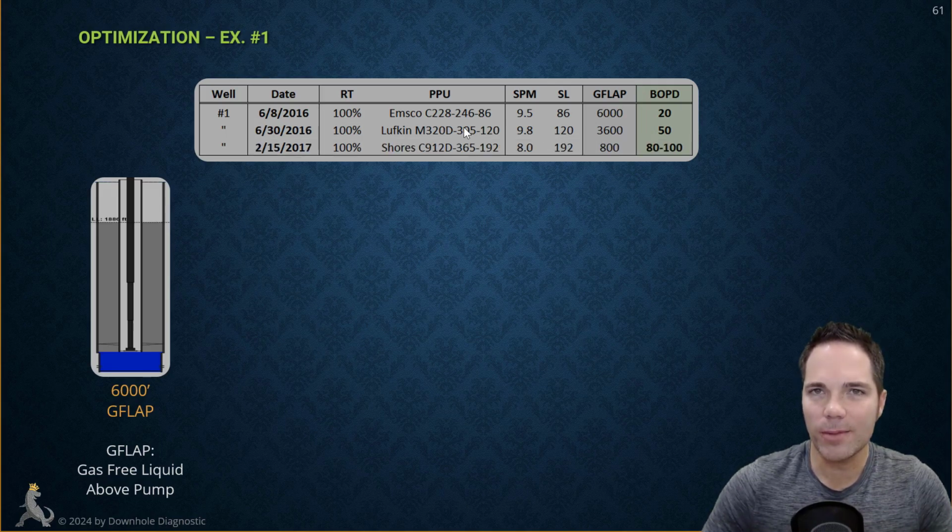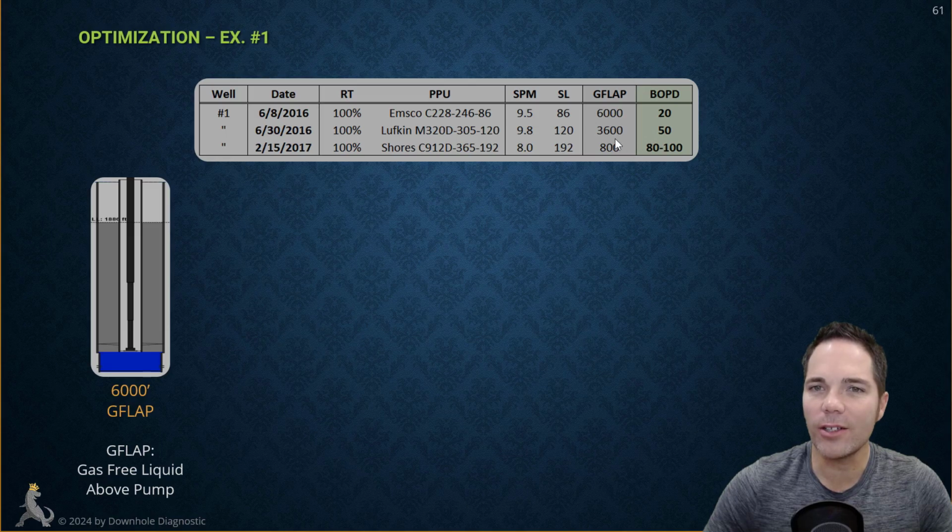So they eventually upsize the pumping units, and this is skipping about 6 or 7 months right here, going to 2017. The well is still running 100%. They're back to a conventional pumping unit. Now they have 8 strokes per minute with 192-inch stroke length. So they've upsized the pumping unit 3 times.